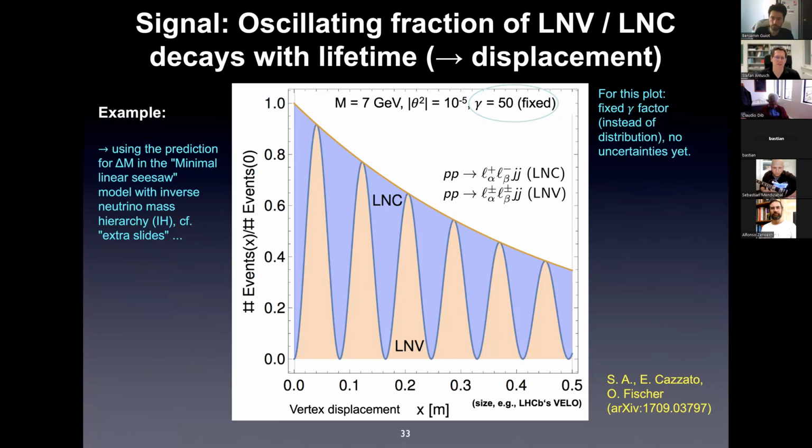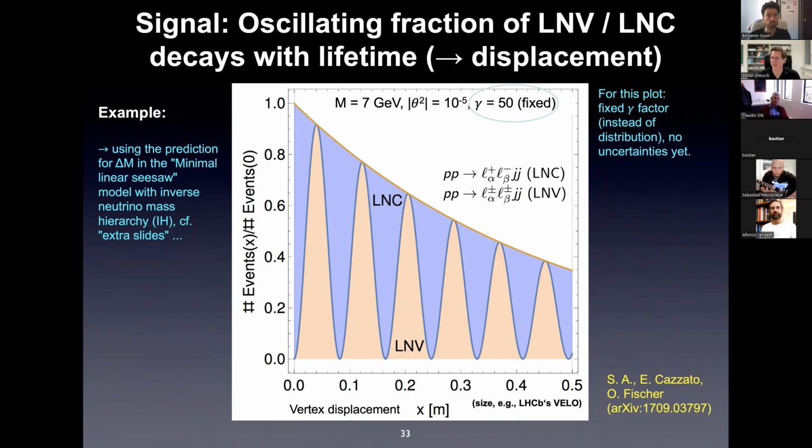When you start at 0, all the events would be lepton number conserving, and then after about 5 centimeters or so, all events would be lepton number violating, and again at about 10 centimeters, everything lepton number violating, and so forth. So as a function of the displacement where this decay of the HNS takes place, you see this oscillating probability of being lepton number conserving or violating. So that would be really an extremely nice signal.